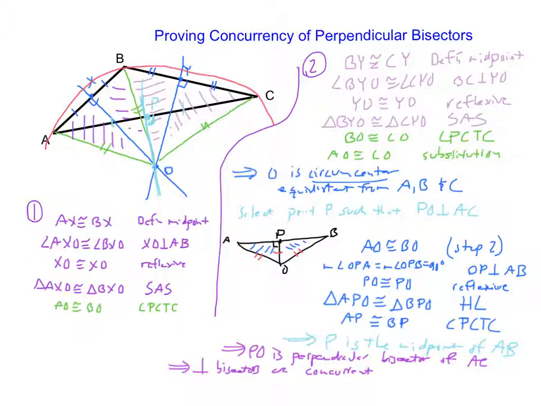And we'll finish that one up. PO is perpendicular to AC. And then those were also perpendicular bisectors. All those perpendicular bisectors intersect at O.